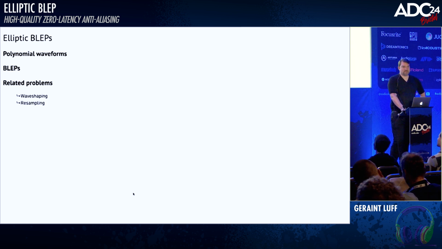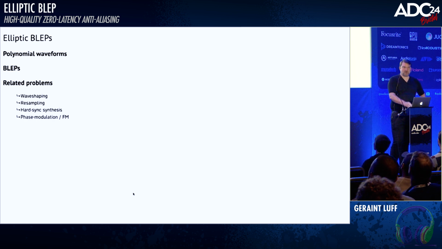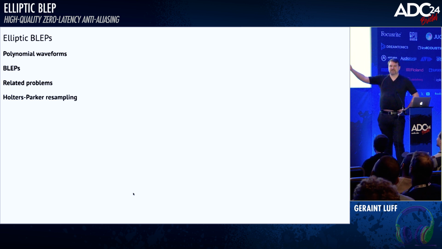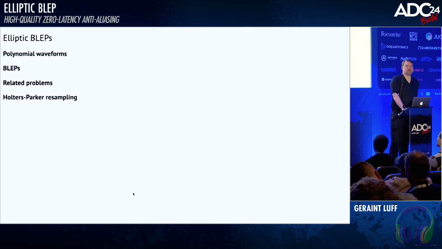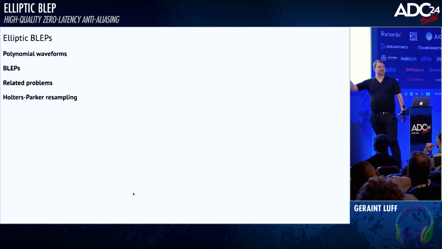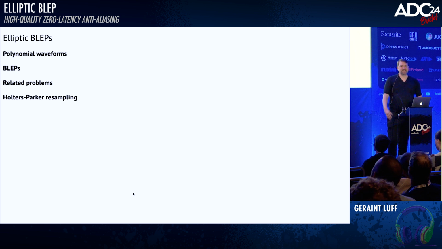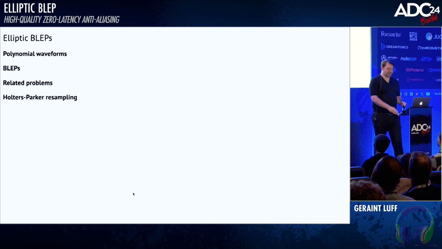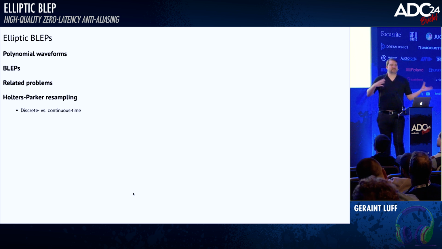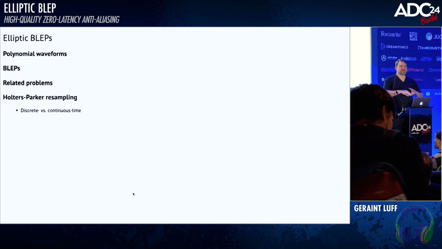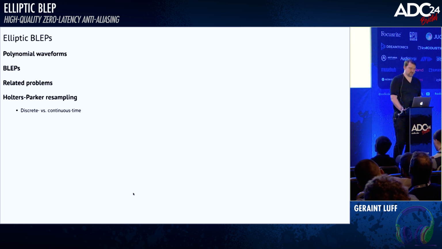And there's quite a variety of these. And they can be related, a lot of these, if you phrase it right. Then I'm going to take a little detour, talk about Holters-Parker resampling. There might be a better name for this, but this was the paper that I first discovered it in, when they were carefully emulating a bucket brigade delay, which I've never seen in person. And there's a lot of discrete versus continuous time here, and that's the whole presentation, so brace yourselves.